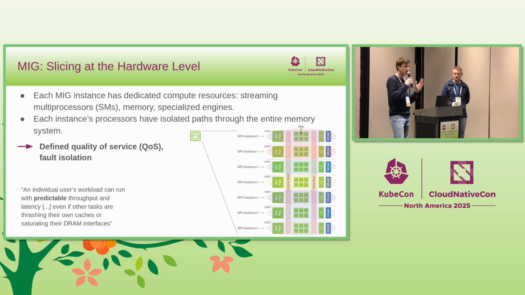So as I said, that results in very well-defined quality of service and fault isolation. And a nice quote I found in NVIDIA's MIG user guide: an individual user's workload can run with predictable throughput and latency, even if other tasks are thrashing their own caches or saturating their memory interfaces. That's why MIG is a very compelling technology.